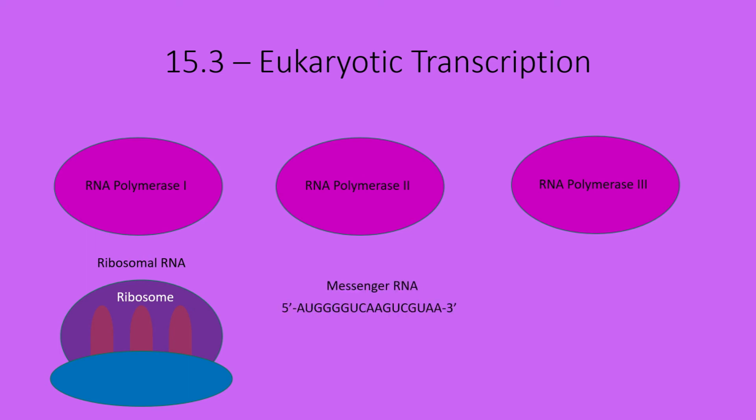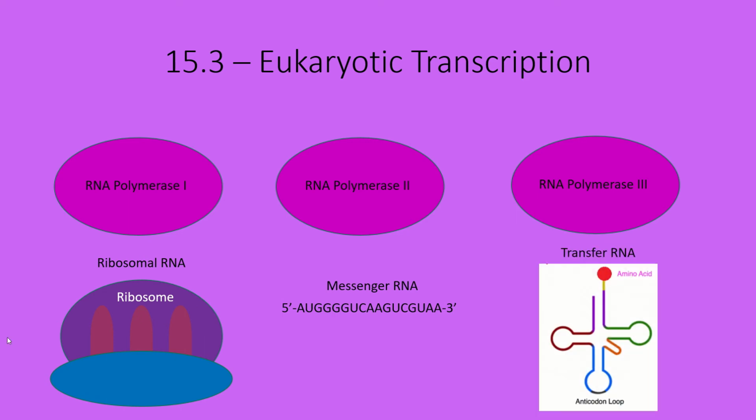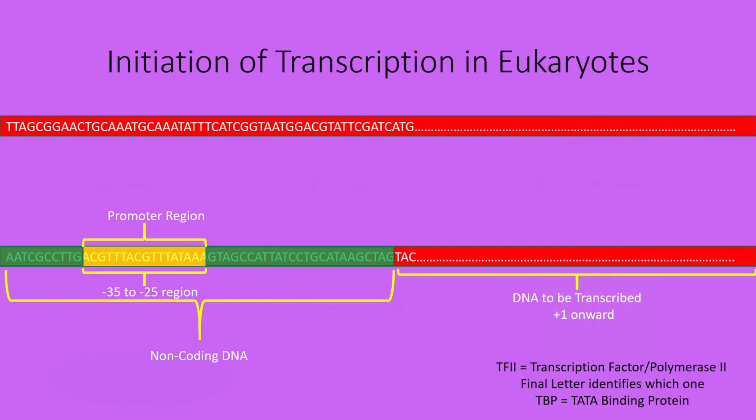RNA polymerase II is found in the nucleus and is primarily responsible for making messenger RNA during transcription. RNA polymerase III is also found in the nucleus and functions in building important adapter molecules called transfer RNA, or tRNAs. These molecules deliver amino acids to ribosomes.